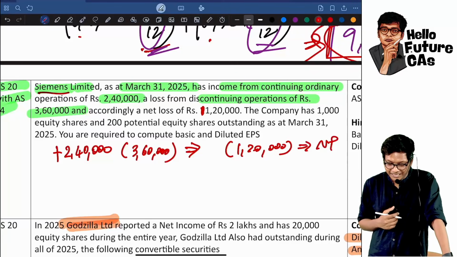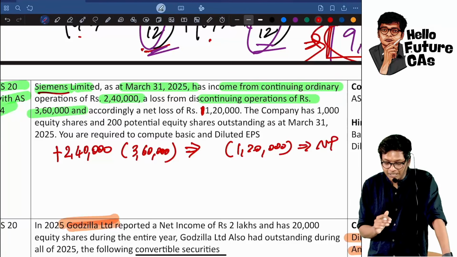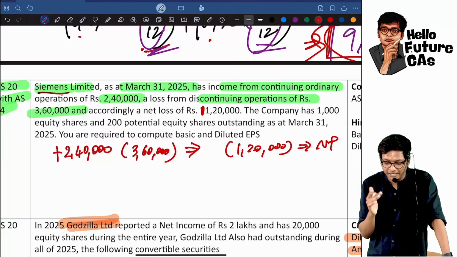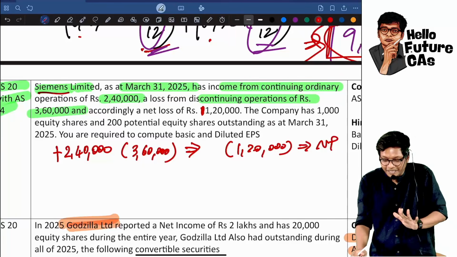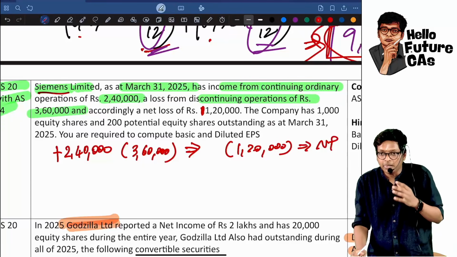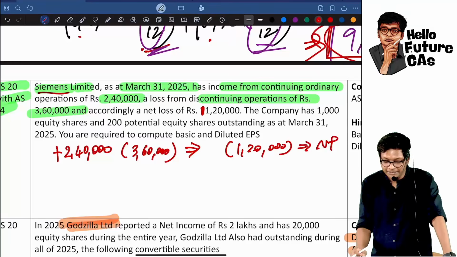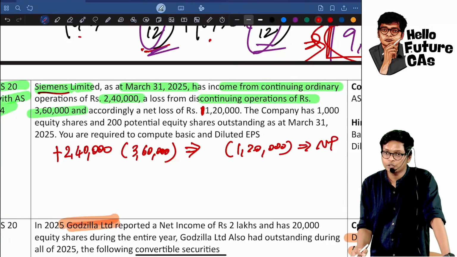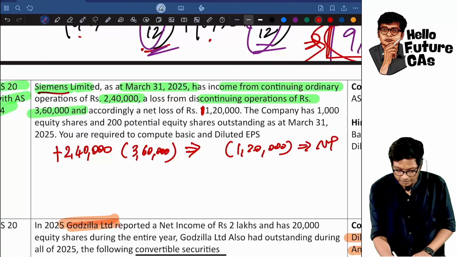The company has 1000 equity shares and 200 potential equity shares outstanding as of 31st March 2025. So for basic EPS you will take 1000, for diluted you will take 1200. He's asking you to compute basic and diluted EPS. Is the question clear? How should I solve this? Very simple.